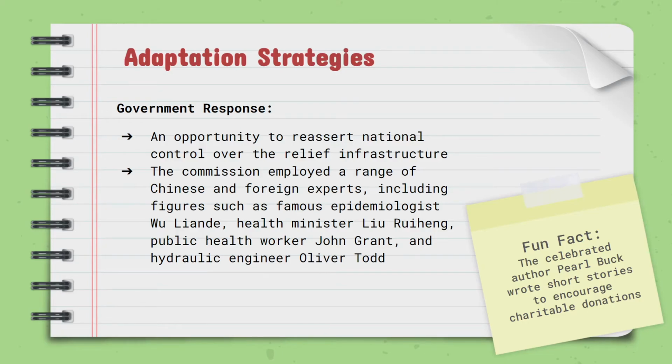Okay, so what were some adaptation strategies the government responded with? This flood was sort of an opportunity for the government to reassert national control over the entire relief infrastructure program, and they did this by employing a range of Chinese and foreign experts, including an epidemiologist, a health minister, a public health worker, and a hydraulic engineer. And these people worked together to help with flood relief and infrastructure throughout the city. And fun fact, the celebrated author Pearl Buck wrote a bunch of short stories to encourage charitable donations for the flood relief.